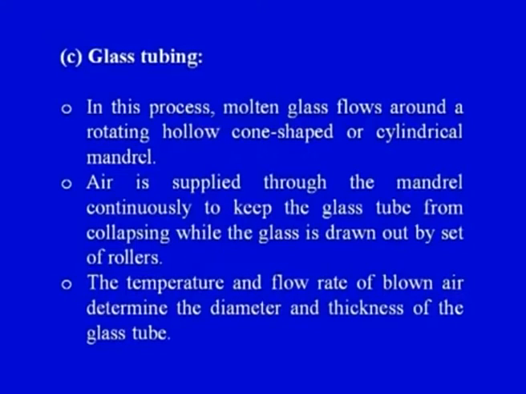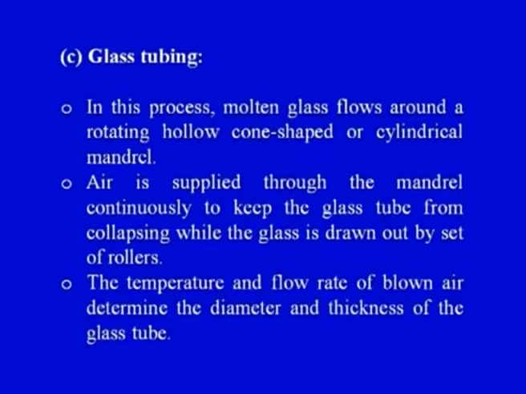Air is supplied through the mandrel continuously to keep the glass tube from collapsing while the glass is drawn out by the set of rollers. So when the glass is coming out and it is drawn out by the set of rollers, there is a tendency that the glass may join together, or there are chances that the glass tube may collapse. So in order to avoid this collapsing action, a continuous jet of air is passed through the mandrel, so that the glass does not collapse and the inner diameter is maintained.